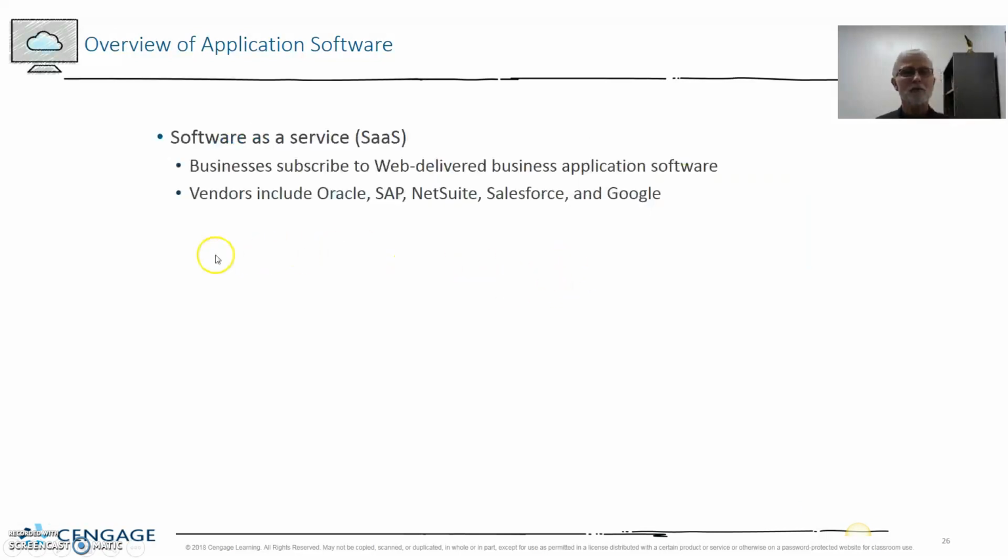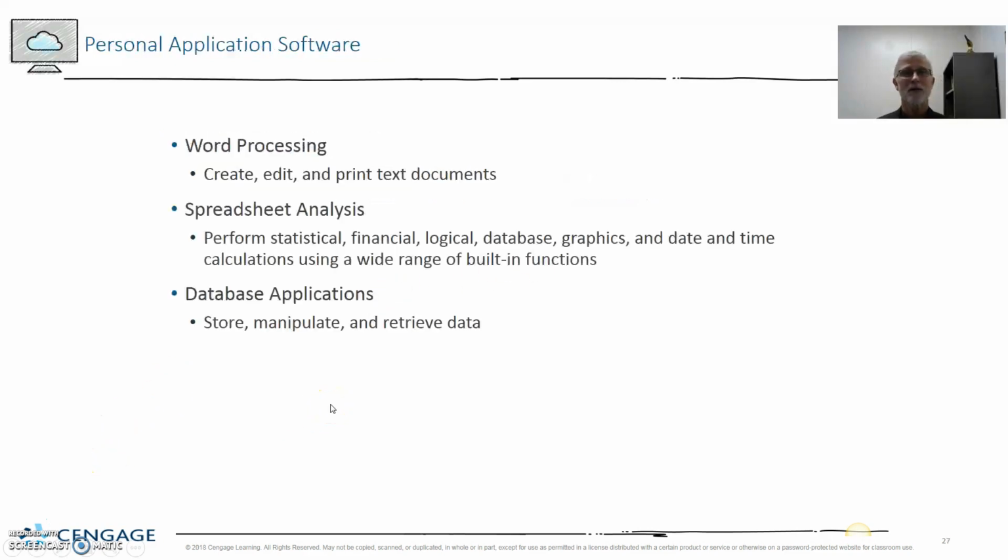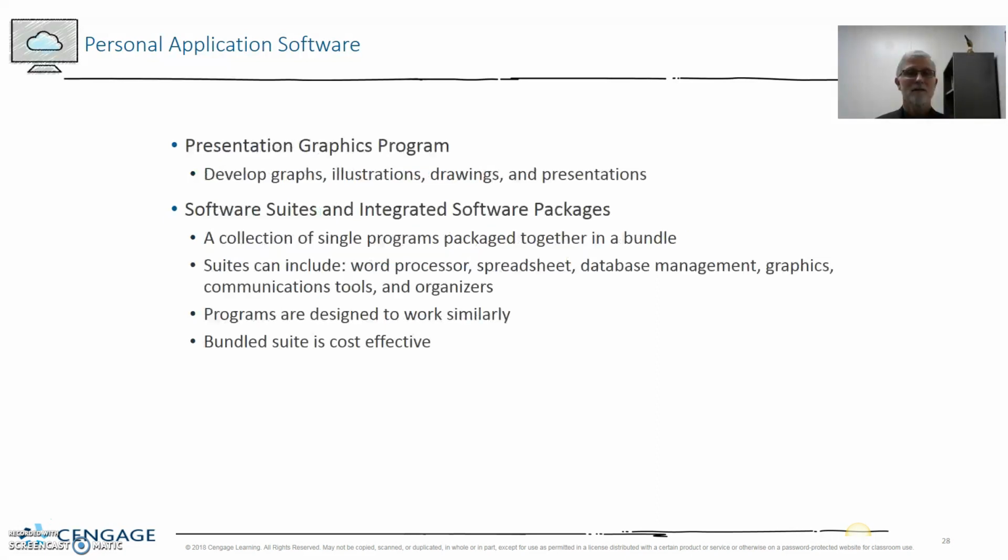But you can also have some software that says, hey, I want to give you software as a service. So you're going to pay a fee to use my software. And you see a lot of this on the web, developed and delivered as business applications. Oracle, SAP, NetSuite, Salesforce, Google all have software that you can pay for as a service. Personal applications, you've all used them. Microsoft Word, Excel, database, different things.